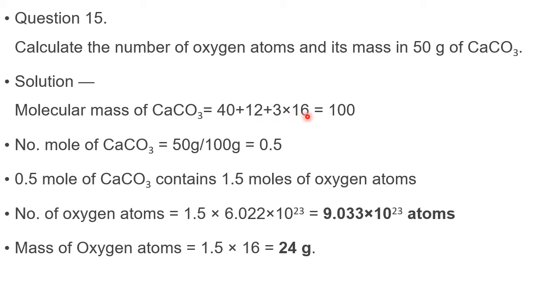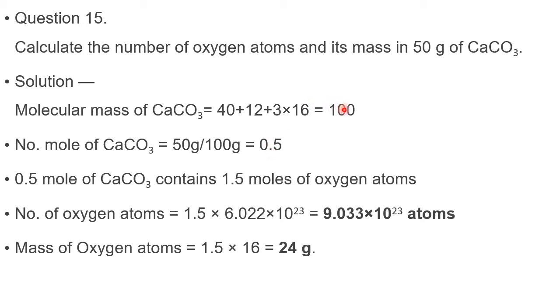100 gram of calcium carbonate means 1 mole. Then 50 gram of calcium carbonate means how many moles? It is 50 by 100, that is equal to 0.5 mole. That means 50 gram of calcium carbonate means 0.5 mole of calcium carbonate. Now in 0.5 mole of calcium carbonate, how many moles of oxygen are there?